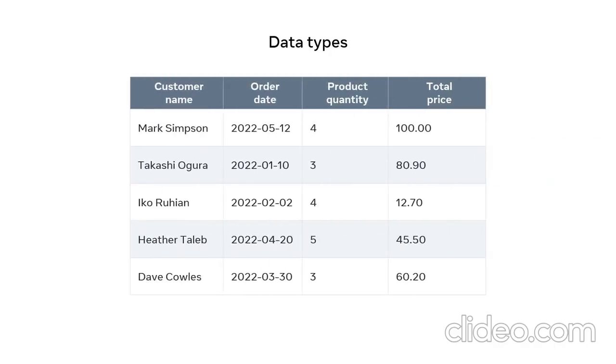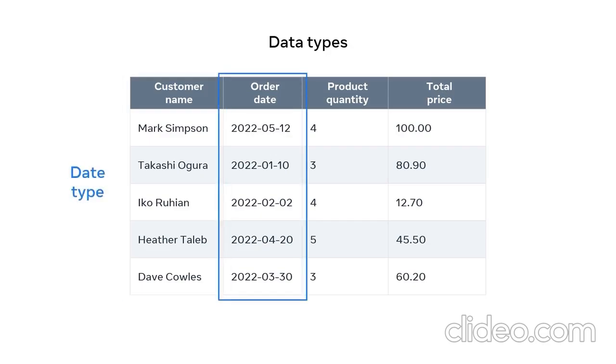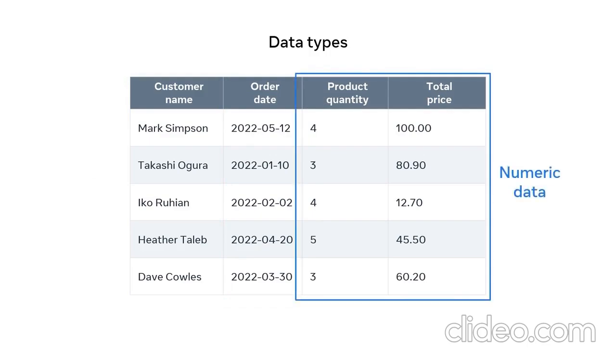Let's take the example of a table from the database of an online store. This table collects information on customers in the form of columns called customer name, order date, product quantity, and total price. Each of these columns must store data in the form of a suitable data type. The customer name column can use string data. Order date can use a date type, and product quantity and total price columns are best suited to numeric data.